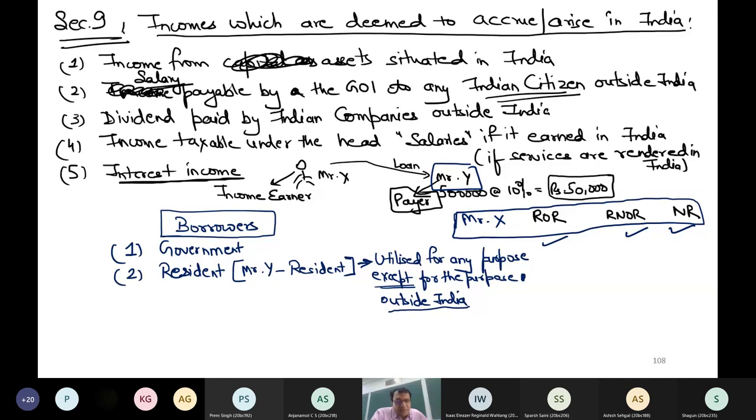If this amount is borrowed by a resident person, in this case, yes, because Mr. Y is resident. Mr. Y can be ROR, RNOR, it does not matter, but Mr. Y is resident. This is my assumption. Then Mr. Y can utilize this amount anywhere for any purpose, it does not matter. This income will be assumed to be the income which accrued in India. But in one case, it will not be deemed to accrue or arise in India: if Mr. Y has utilized this amount for doing some business or for doing any other thing outside India.